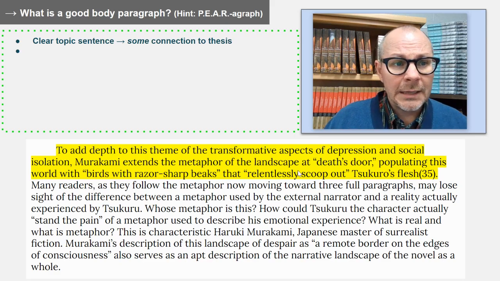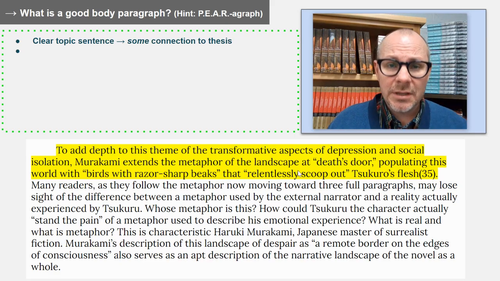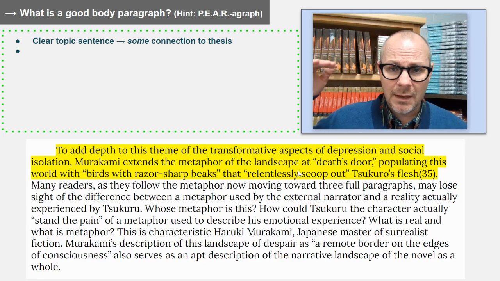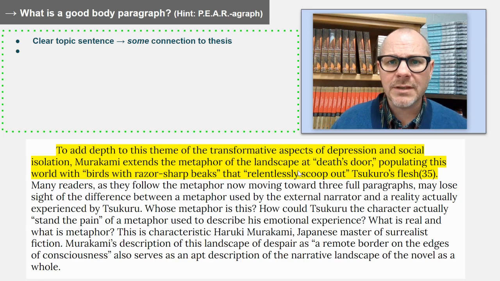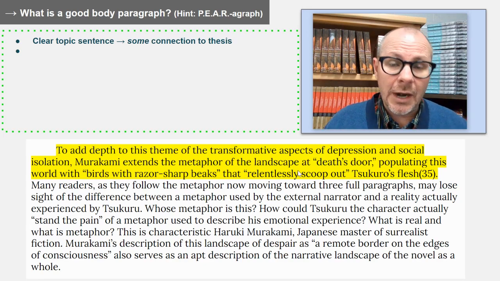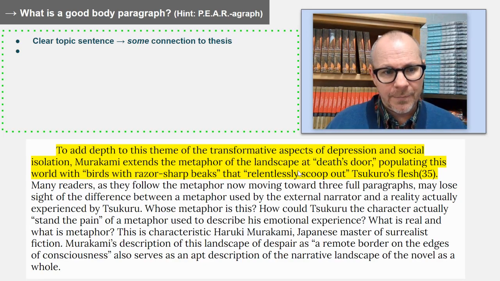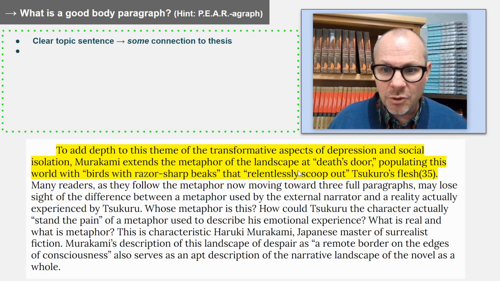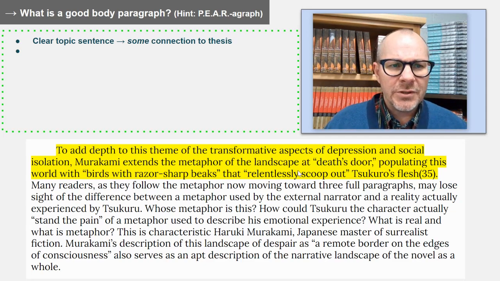First thing we've got, a clear topic sentence with some connection to the thesis. So you should be able to look at your paper from your thesis statement and then the topic sentence of each of your main paragraphs and have a fairly clear outline of what it is that you're doing in your paper. So from this sentence, "To add depth to the theme of the transformative aspects of depression and social isolation, Murakami extends the metaphor of the landscape at death's door, populating this world with birds with razor-shaped sharp beaks that relentlessly scoop out Sukuru's flesh." So that's a topic sentence.